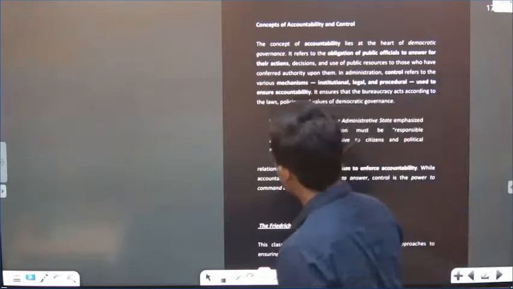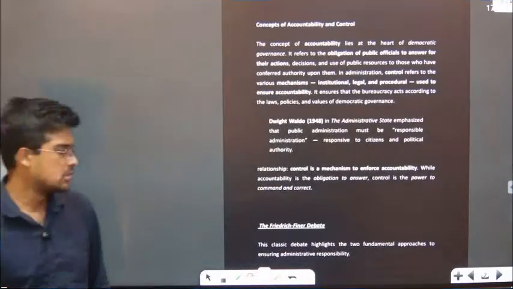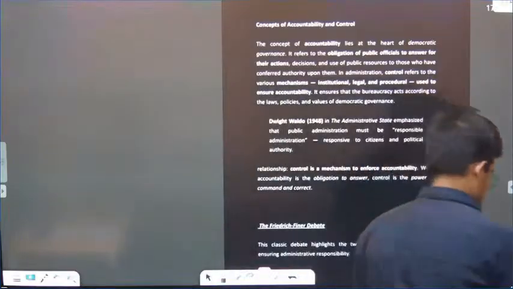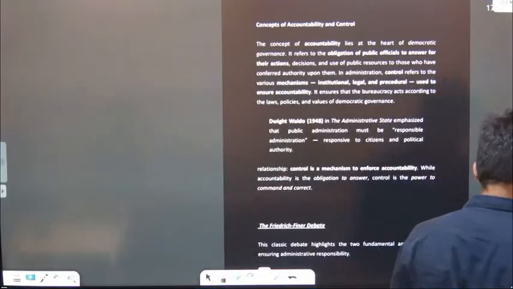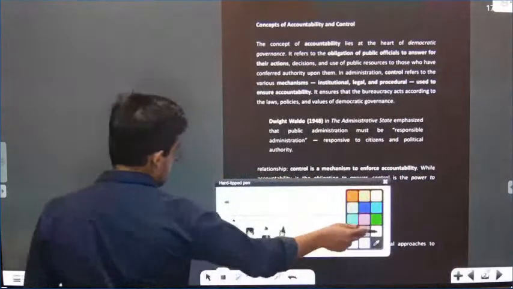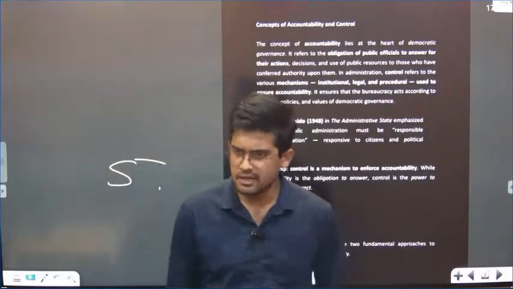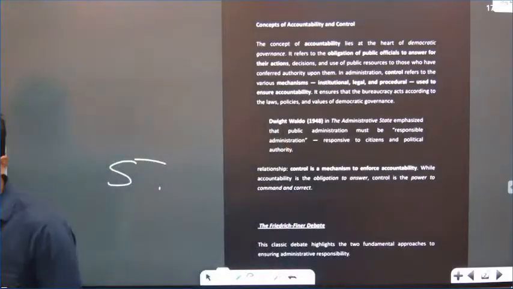Today we'll finish this accountability and control. Tomorrow we'll do administrative law. Then comes personnel administration, techniques of administrative improvement, financial administration. So in 5 more classes we'll complete this. Okay, 5 other units remaining, 5 more classes will complete this.